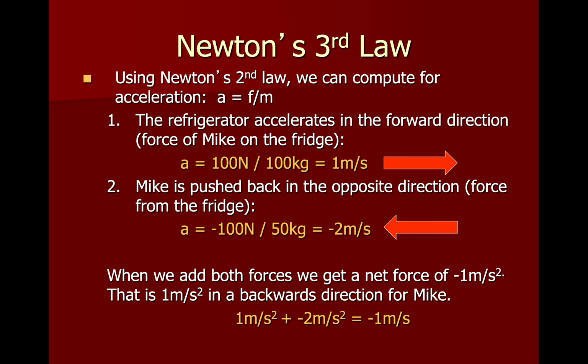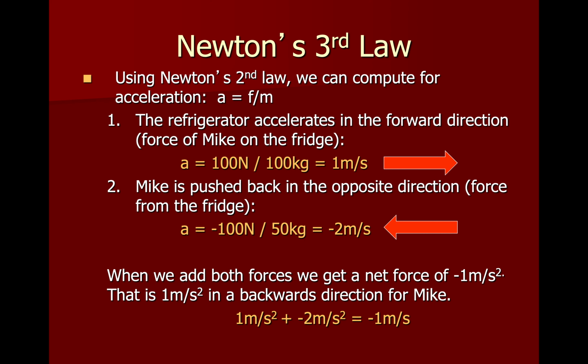So now, the third thing is we sort of add up these accelerations. What happens when we add the acceleration of the fridge at 1 meters per second squared, and then we add the acceleration of Mike, which is negative 2, right? So we have 1 plus negative 2, we get negative 1 meters per second squared. So that means if you were on wheels or on an ice skating rink and you're trying to push a fridge, for every 1 meters per second that you move forward, you move 2 back, which means in fact you're not going to move this fridge forward, the fridge is really going to push you back, right?